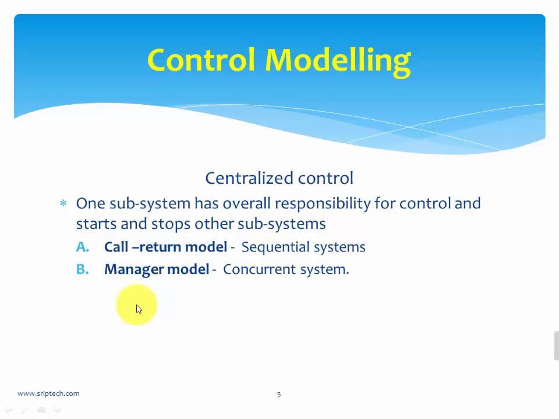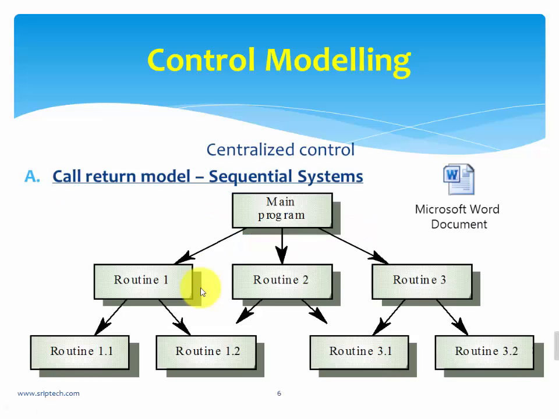And there are two types of centralized control. We call them the call return model, which is predominantly used for sequential systems, and the manager model, which is used for concurrent systems. Sequential systems are those where the subsystems are evaluated sequentially, that is one after the other. Concurrent systems are those where subsystems can run in parallel. We'll look into more details when we talk about the call return model and manager model.